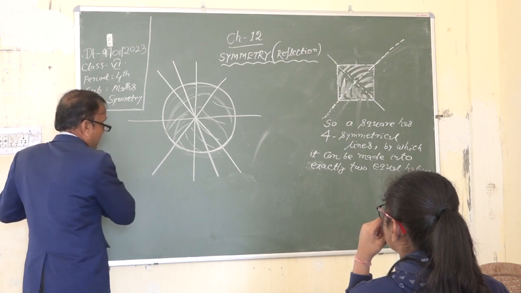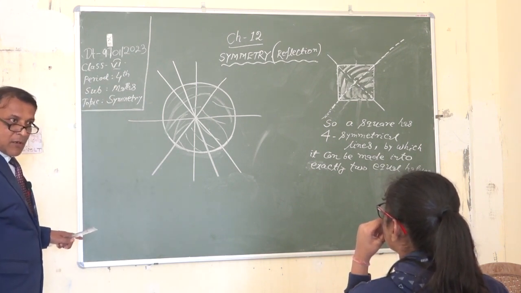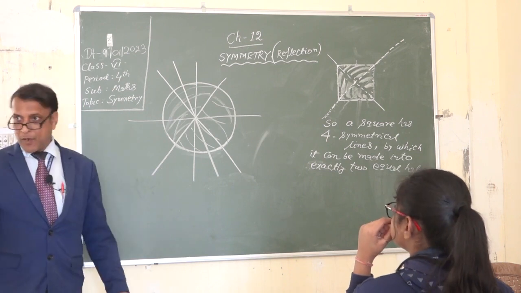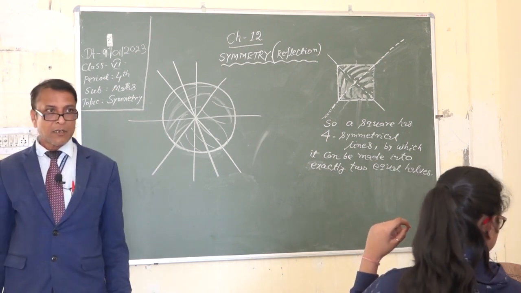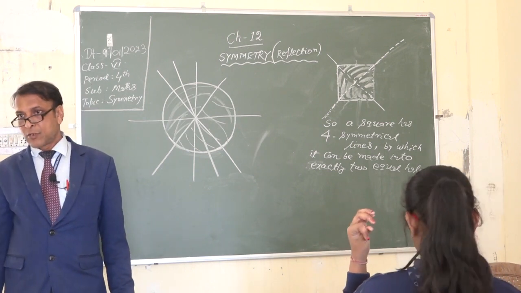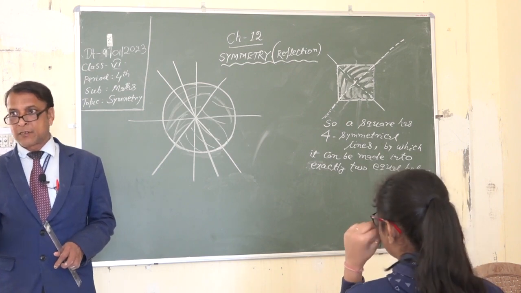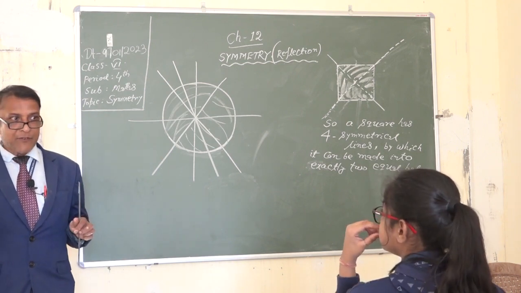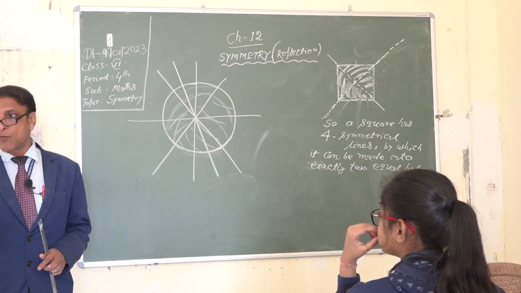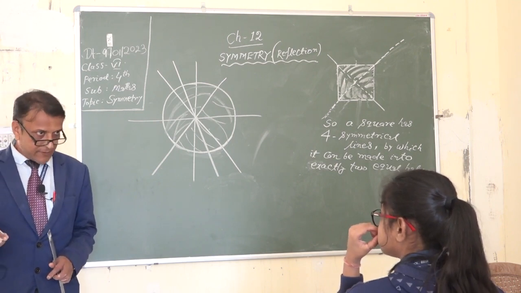Infinite number of symmetrical lines are possible. Okay. So from this we could know that the lines which can make a particular figure into two equal halves are called the symmetrical lines.